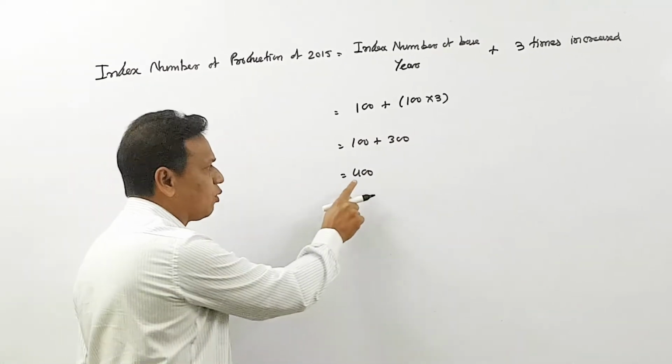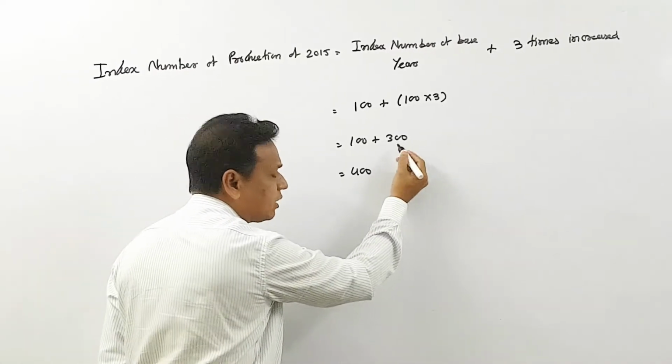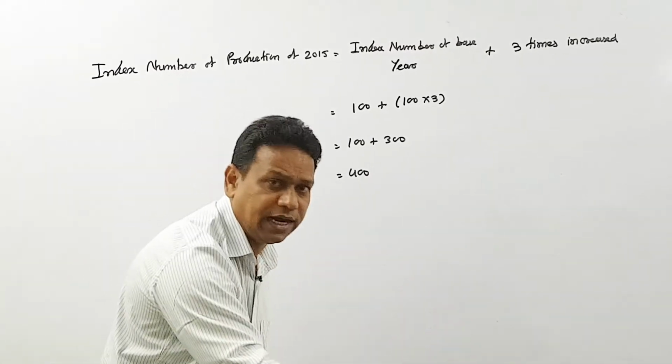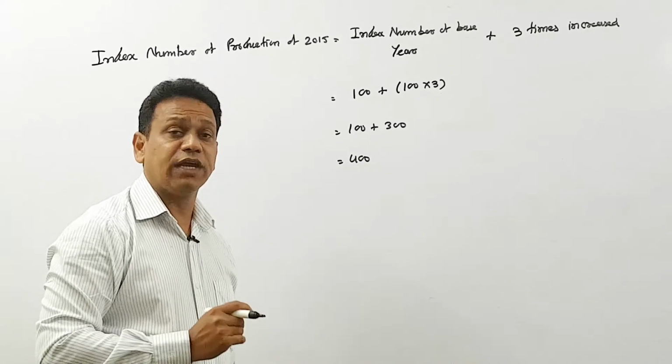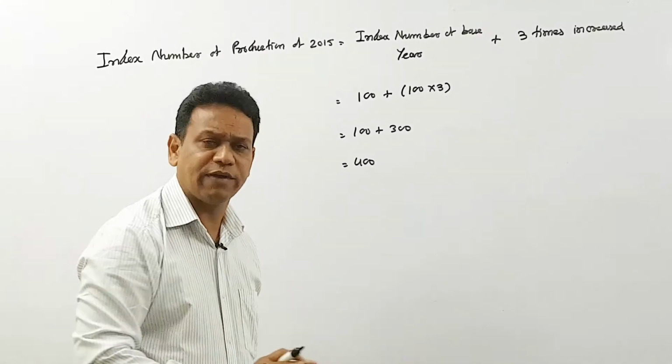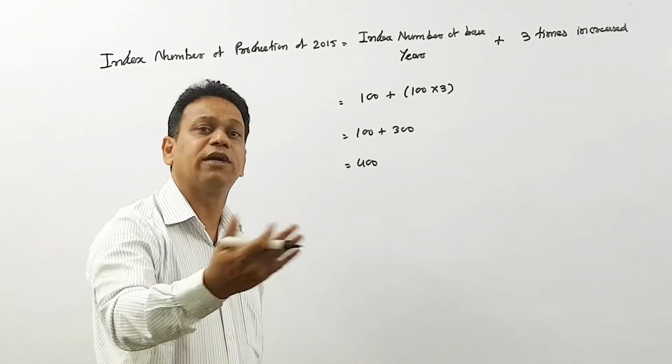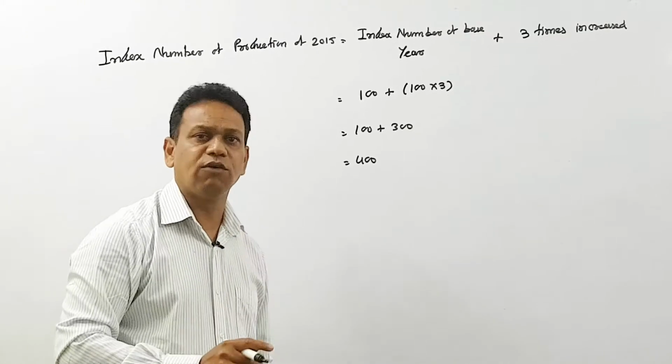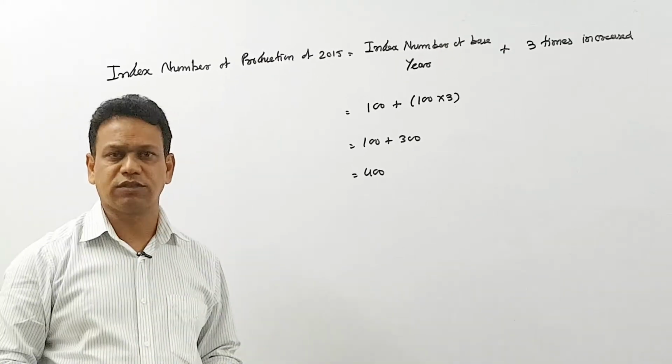This is a simple approach. 3 times increase, that means what? We have to add 300. But if they have given, it becomes 3 times, so very simple, 100 into 3 becomes 300. Okay. So now we have to move on to the other question.